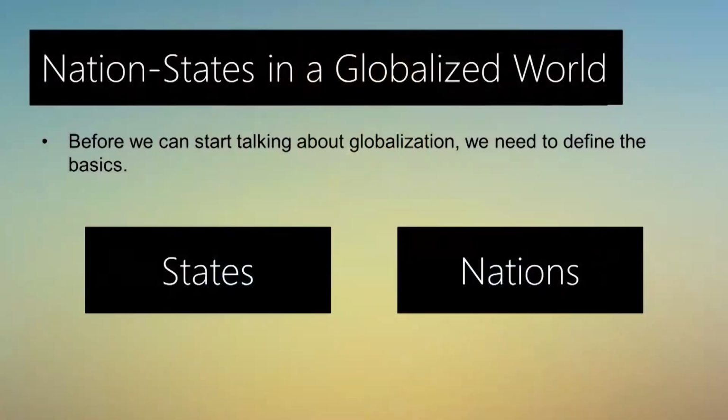And this idea is called the nation-state. So the nation-state is one of the main building blocks for talking about international relations and globalization. And so before we can begin really talking about those kinds of things, we have to really break down our terms and understand what they mean. So the two basic building blocks for nation-states are nations and states. So we'll talk about what those mean and how we apply them.